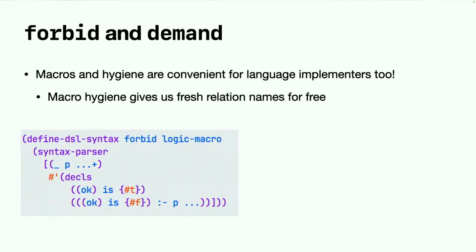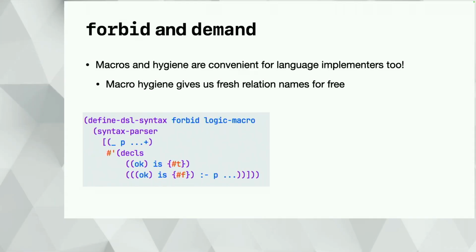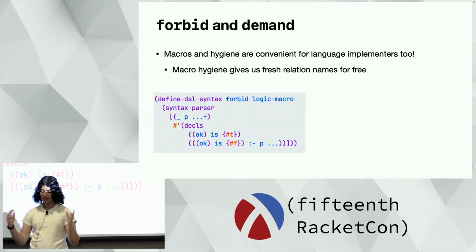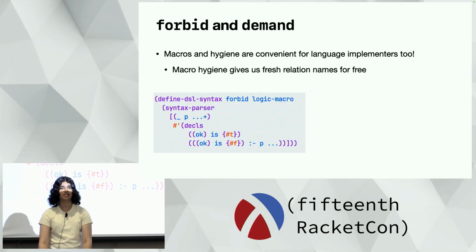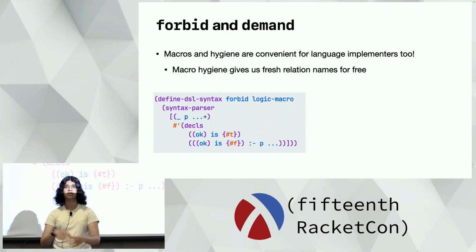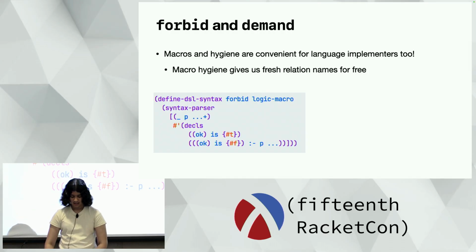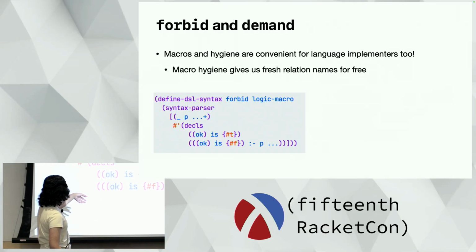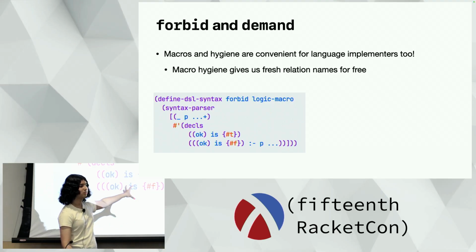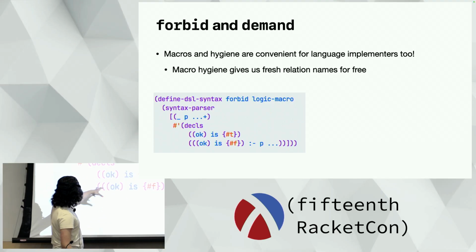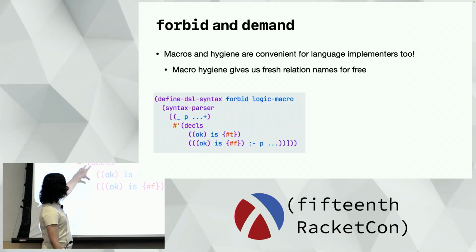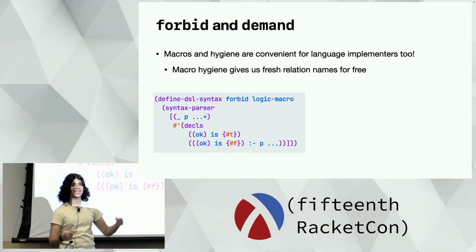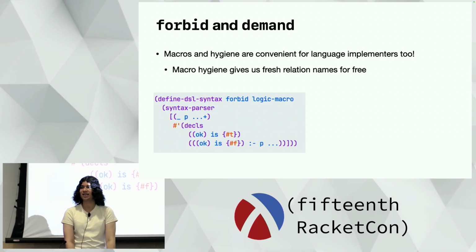And Dusa has forbid and demand rules that we also have implemented as macros. They're just much more convenient to work with as a language implementer than having to hard code these into the language itself. And thanks to hygiene, we can generate fresh relation names for free. Like OK is just local to this scope. And I didn't explain this earlier, decls is just a container, so we can expand into more than one thing.